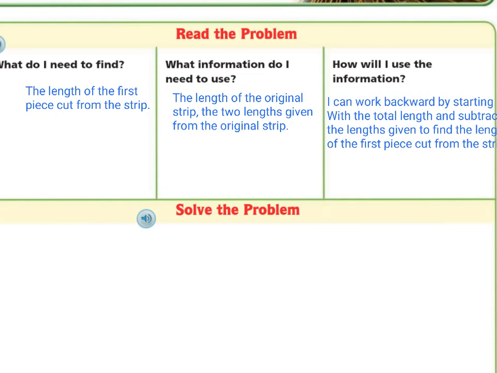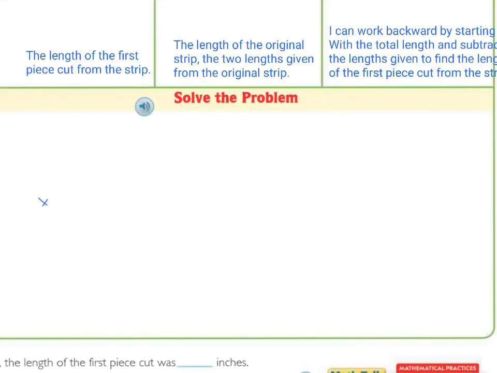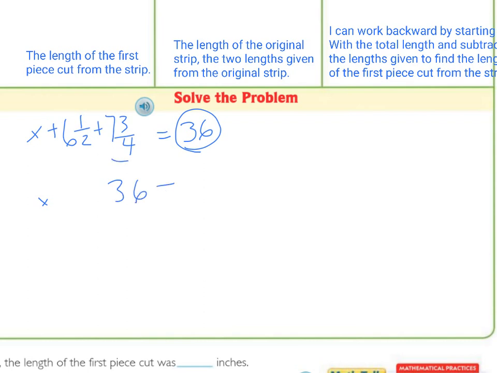We're going to first write an equation. I'm going to use x to represent the part that I don't know. So I have 36 was the total, plus the 6.5 and plus the 7 3/4. So now if I work backwards, I can take the 36, which is the total, and I can subtract the 7 3/4 that I knew, and I can subtract the 6.5 that I knew, and then I'm going to get that amount that I'm trying to find, that x.